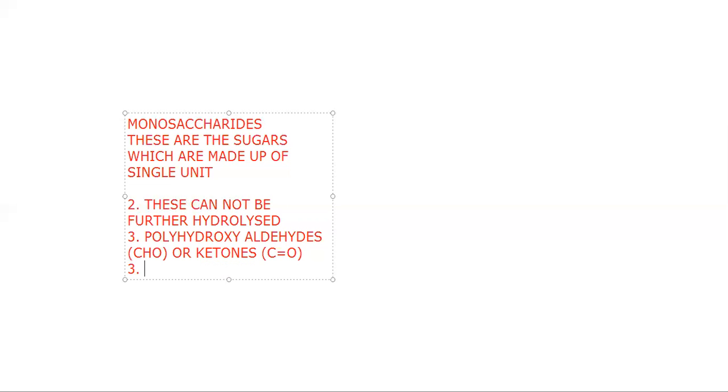Okay, and number third is, depending on functional groups, they can be polyhydroxy aldehydes, that means they contain the CHO group, or ketones, that means they will be containing the C double bond O group. And accordingly, there are two types. I also told you that these are sweet.